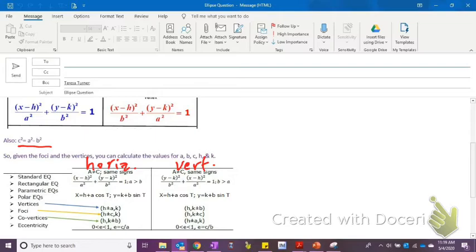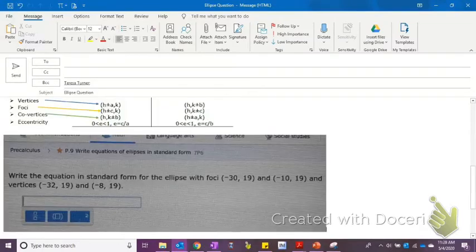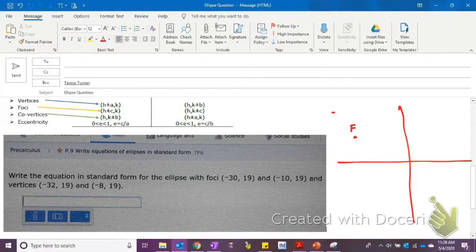So, given your problem, given the information that you have, we can determine the values of H and K and A and B so that you can write the equation. So, a graph. We have foci at negative 30, 19. So, we'll put a focus here. Negative 30, 19. And negative 10, 19.